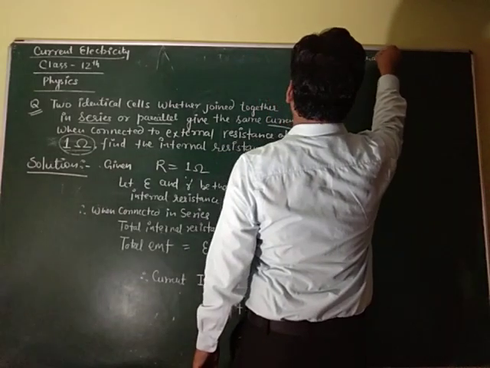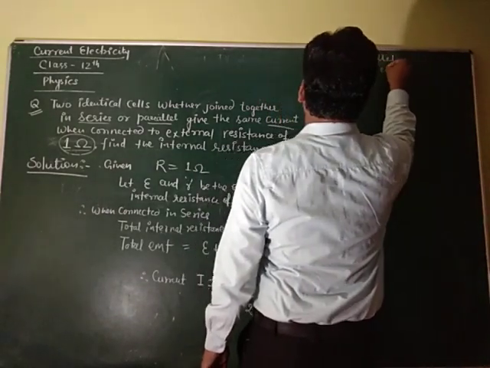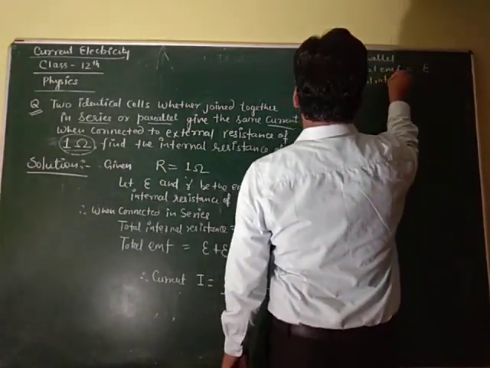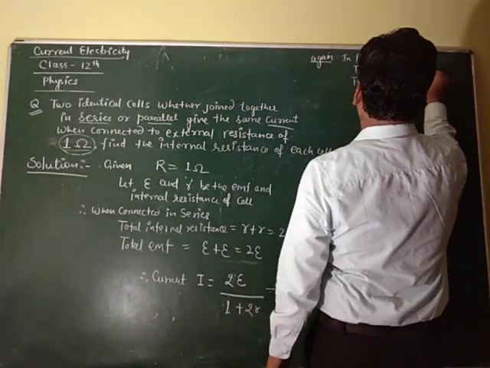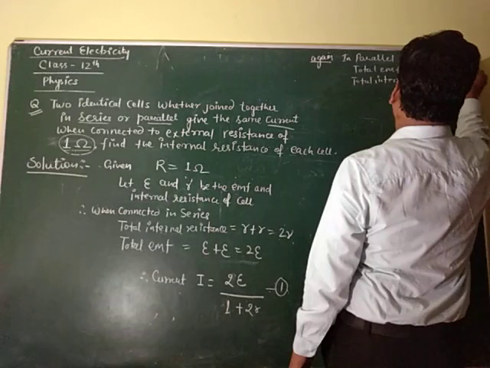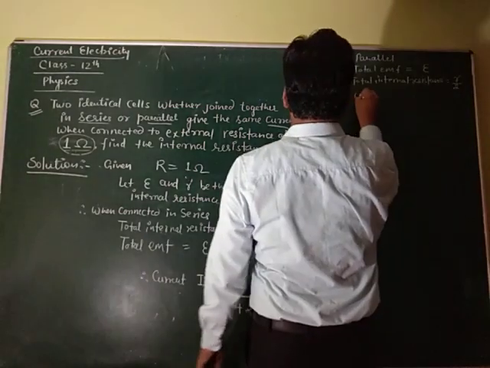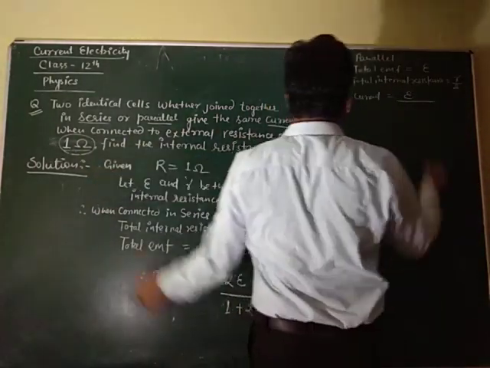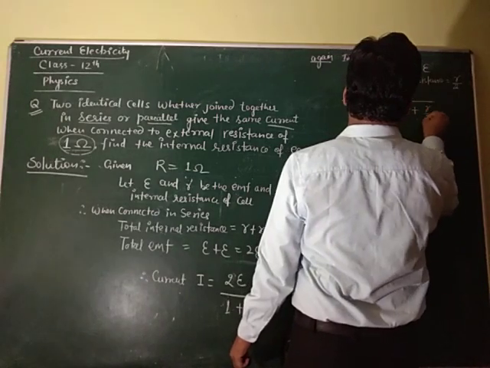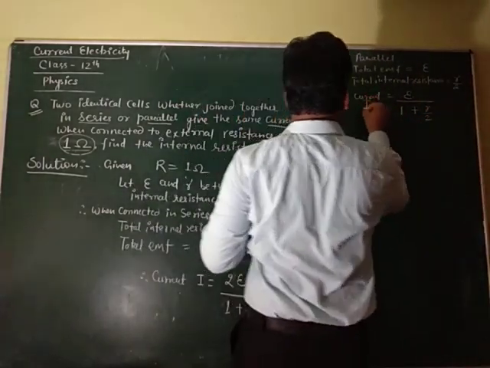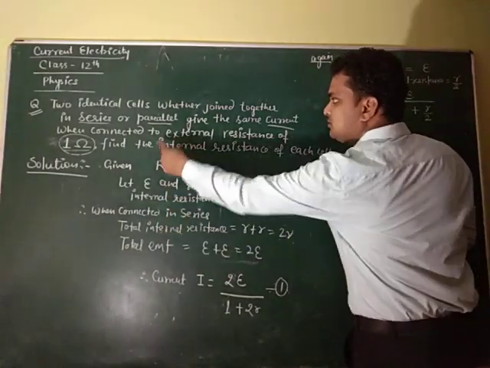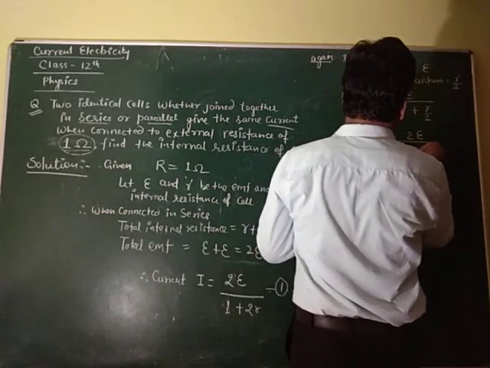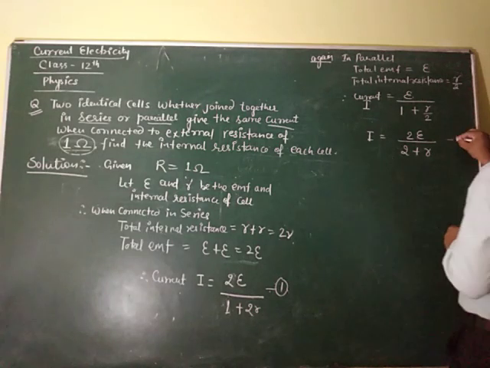Again in parallel, as you know that in parallel total EMF is E, and total internal resistance is r upon N, that is r by 2. Therefore current is equal to total EMF E divided by capital R, that is 1 ohm, 1 plus r by 2. Again we are using I because the current has not changed. So I is equal to 2E divided by 2 plus r. Again we have this equation number 2.